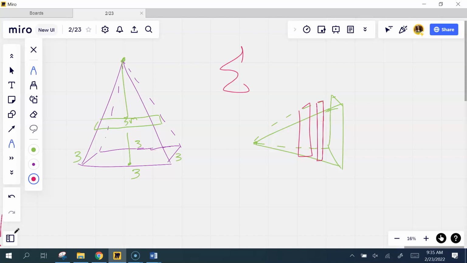Okay, so let me read the question again now that we've got it set up and we see what everything looks like. A pyramid 3 meters high, and you need to kind of envision this on a coordinate plane if it helps you. 3 meters high with triangular sides and a square base that is 3 meters on each side. Each cross section of the pyramid parallel to the base is a square. Find the volume of the pyramid. It's going to be exact, and we'll actually look up the equation for the volume of a pyramid. But you have to use integration.